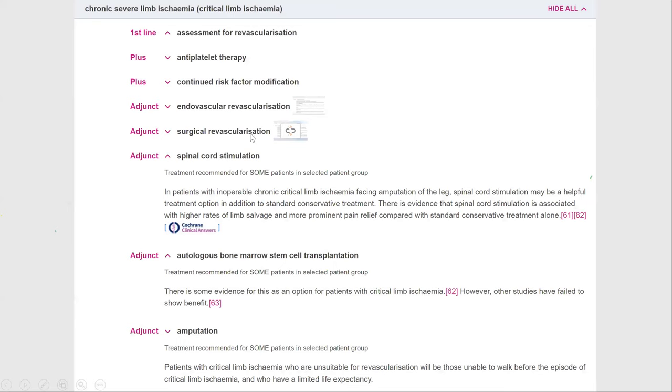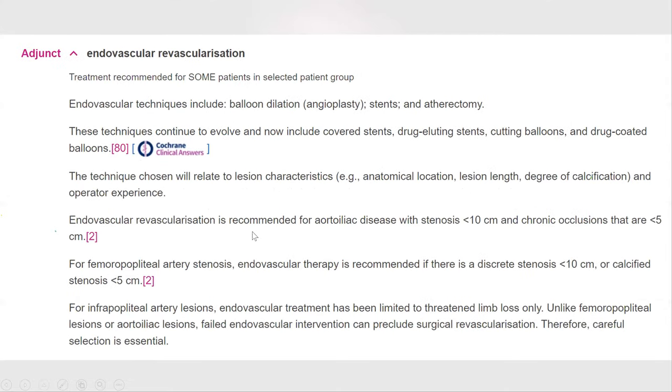Okay. So again, assessment for revascularization, we will have antiplatelet therapy and continuous risk modification, and endovascular revascularization, the same. If you remember, the same. Endovascular, and then surgical. Please note that for infrapopliteal artery lesions, endovascular treatment has been limited to threatened limb loss only. Unlike the aortoiliac and fem-pop stenosis, with the infrapopliteal, if you fail endovascular treatment, you will not be able to do the surgical. So careful selection is essential.